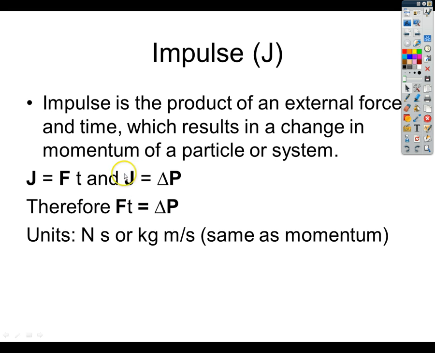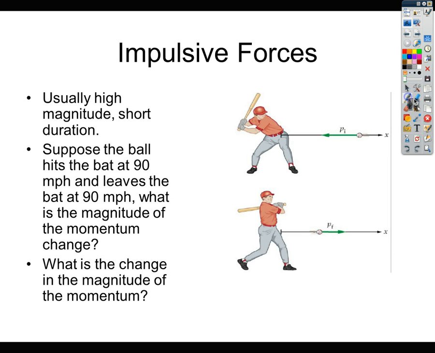We can also say that the impulse is equal to the change of momentum. So if you set the two equal to each other, force times time is equal to the change of momentum. The units we use are Newton times a second, not Newton per second, but Newton times a second, or you could use a kilogram meter per second, and that's the same thing that you would use for momentum.